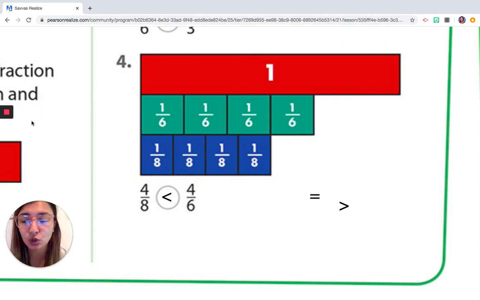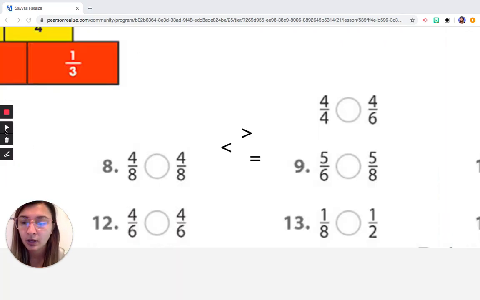All right, let's do 2 more examples and then we'll be done. I'm going to look at number 8 and number 9. Number 8 says 4/8 and 4/8. If the numerators and the denominators are exactly the same, we make sure to put our equal sign. So 4/8 is equal to 4/8.